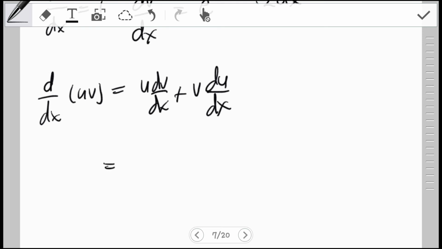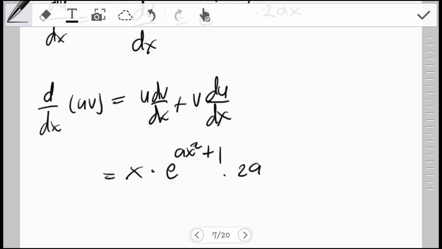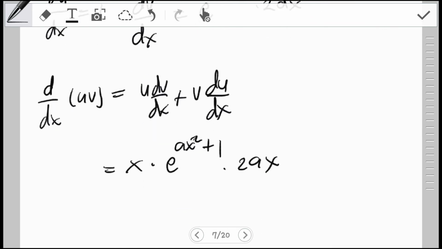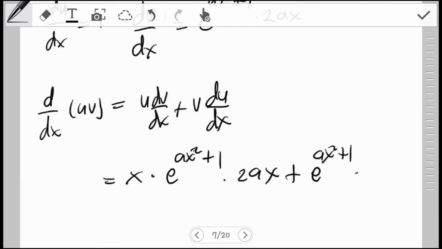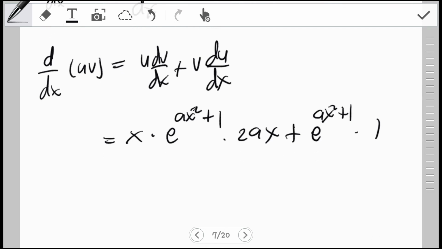So where u here is x, where dv is e to the power ax squared plus 1 times 2ax, then plus e to the power ax squared plus 1 times 1. It is the d over dx.